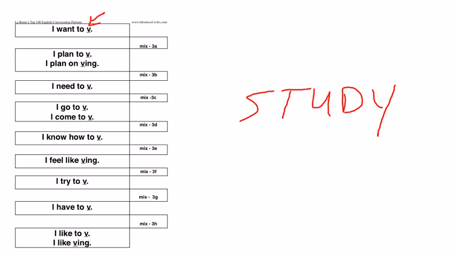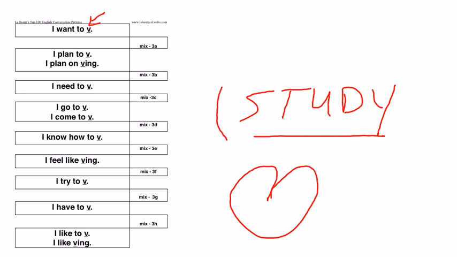I'll start with a basic sentence and then with the patterns, and just listen how the feel of the sentence changes. I study, I want to study, I plan to study, I need to study, I go to study, I know how to study, I feel like studying, I try to study, I have to study, I like to study. Study remains the same, however the feelings change depending on the pattern used.